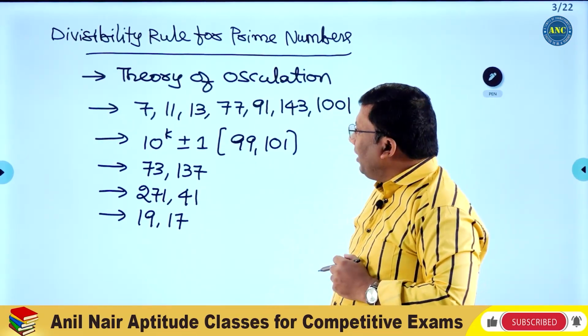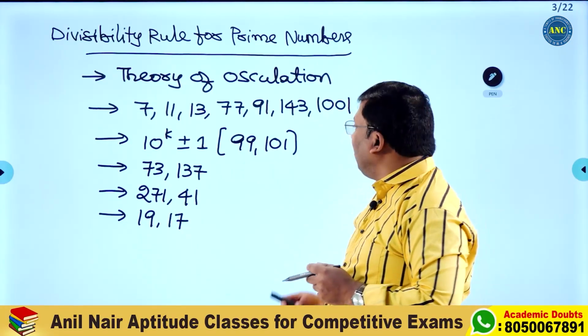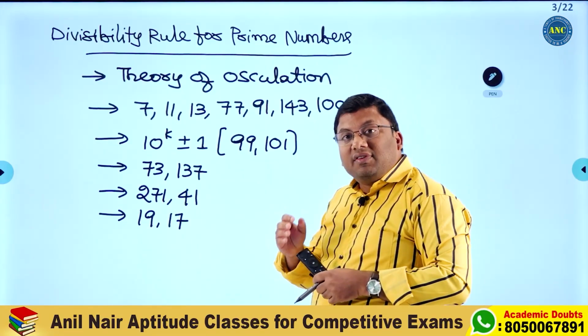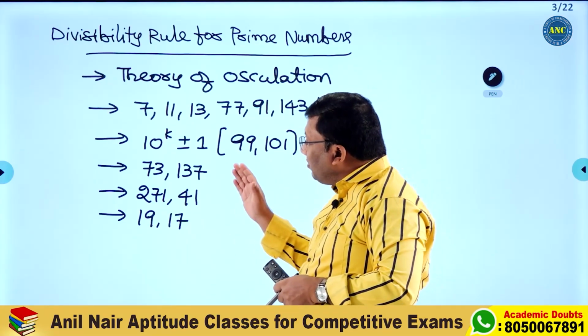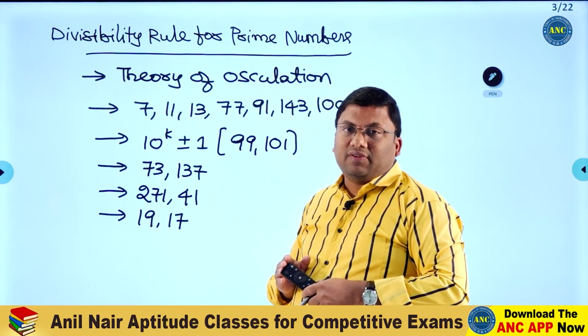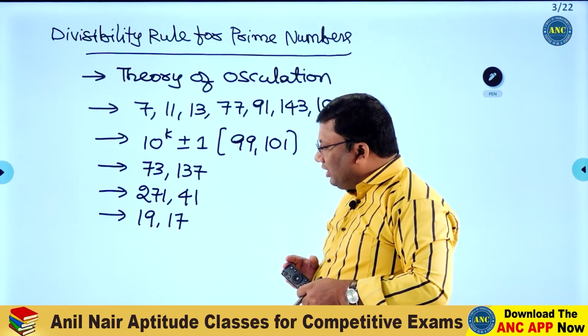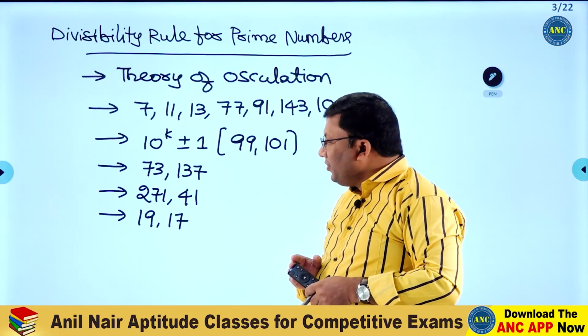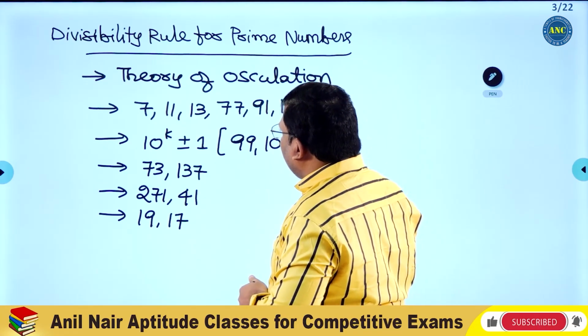Divisibility rule for prime numbers 7, 11, 13, 77, 91, 143 and 1001. Divisibility rules for 10 power k plus or minus 1. Divisibility rule for 73, 137. Divisibility rule for 271, 41. Divisibility rule for 19 and 17. Please write down, sir.